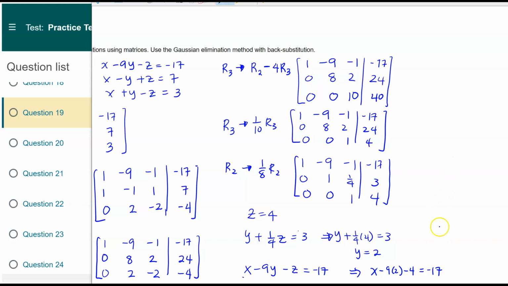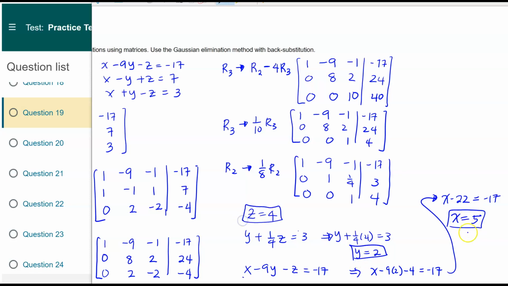Now, you have X minus 22 is equal to negative 17. So therefore, X is equal to 5. If you add both sides by 22, then X is equal to 5. So we have X equals 5, Y equals 2, and Z equal to 4. So the solution set is the ordered triple (5, 2, 4). That is the solution.